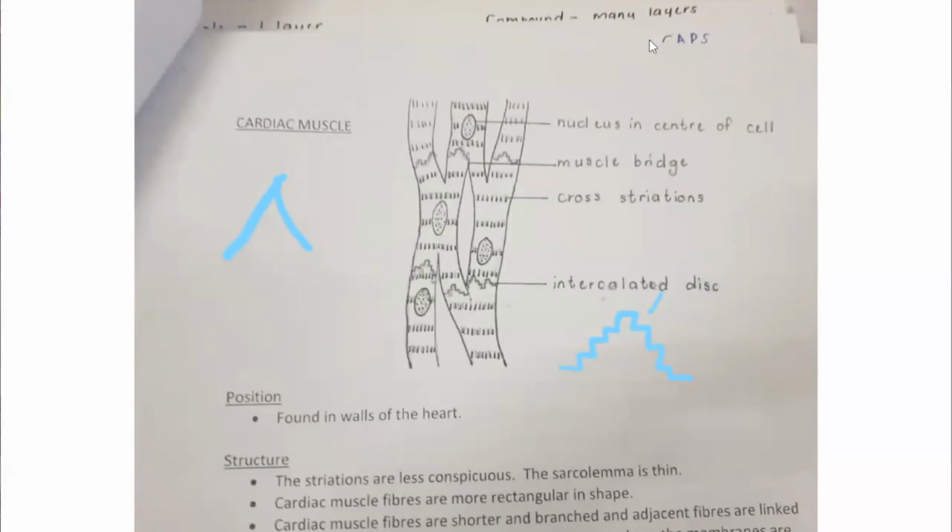Now, this tissue is found in the heart. The striations you can see are less conspicuous, and the tissue is branched, and you have your intercalated disc. And you learned now what a muscle bridge is and what an intercalated disc is. So this tissue is responsible for the rhythmic beating of the heart. You will learn more about the intercalated discs later when we do the heart. And the beating of the heart is very rhythmic. It is continuous, meaning it happens all the time, and it is involuntary. There is a nervous system that controls the beating of the heart. So this is the structure of the cardiac muscle tissue. You will learn more about that when we do the heart.